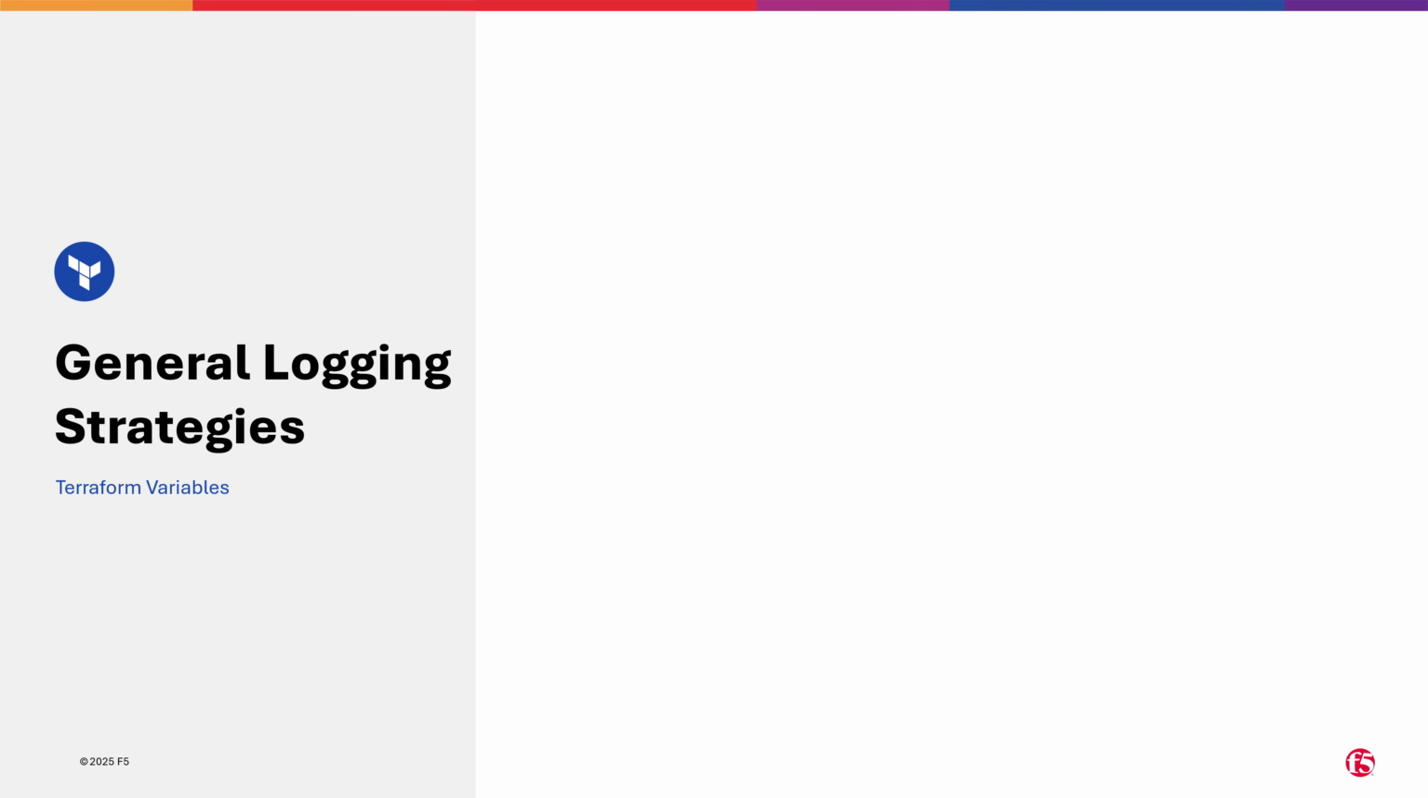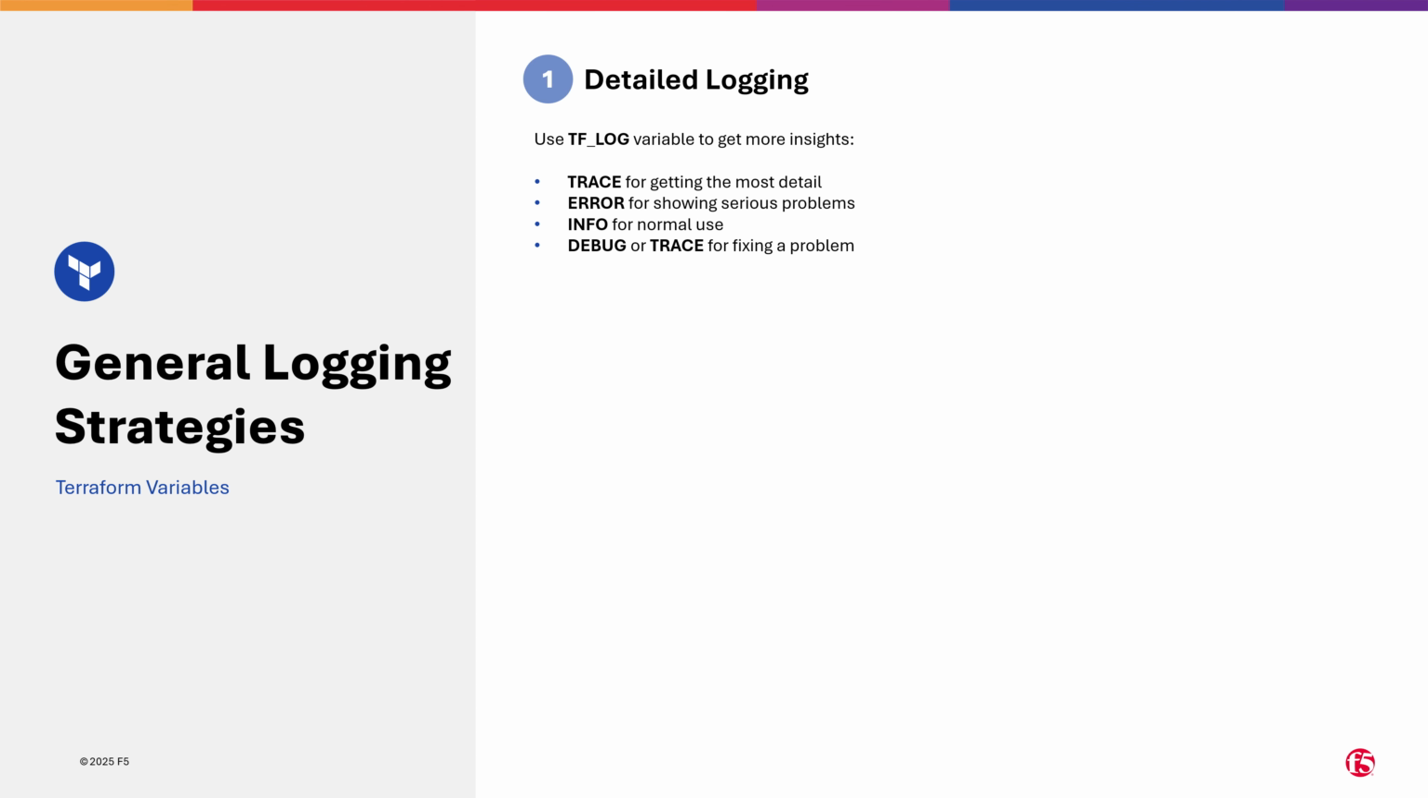This keeps the output clean, but it also means you may not see helpful details when something goes wrong. To get more insight, you can enable detailed logging using the TF_LOG environment variable. This lets you choose how much information Terraform should print. Trace gives you the most detail, while error shows only the most serious problems. For normal use, info is a good starting point. If you're trying to fix a problem, switch to debug or trace.